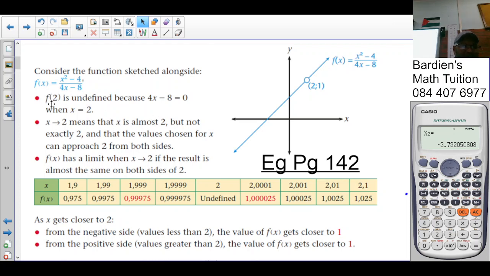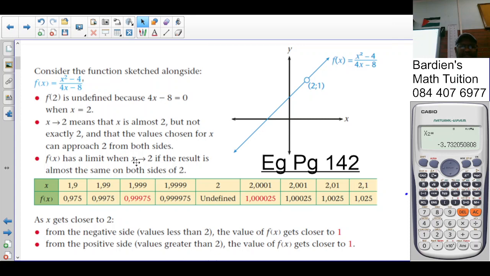So we are told f of 2 is undefined because 4x minus 8 is equal to 0 when x is equal to 2. I just did this calculation for you now. x tends to 2, or x arrow 2, means that x is almost 2. You will hear me say x tends to 2, or is going towards 2, or coming very, very close to 2. That is what that arrow indicates there. So x tends to 2 means that x is almost 2 but not exactly 2, and that the value chosen for x can approach 2 from both sides.